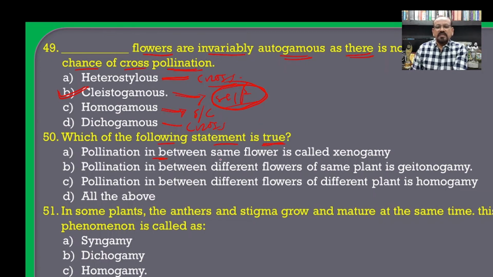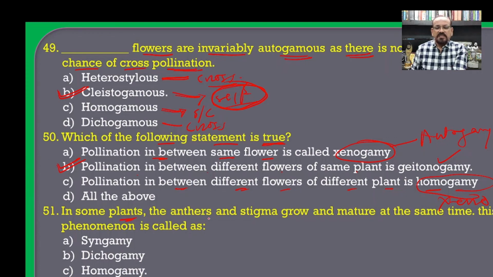Then which of the following statements is true? Pollination between the same flower is known as, not xenogamy, it is autogamy, and hence it is the wrong statement. Second, pollination between different flowers of the same plant is known as geitonogamy, and it is the correct one and the answer to the question. Then, pollination between different flowers of different plants is homogamy? No, it is xenogamy, and hence B is the correct answer for this question.